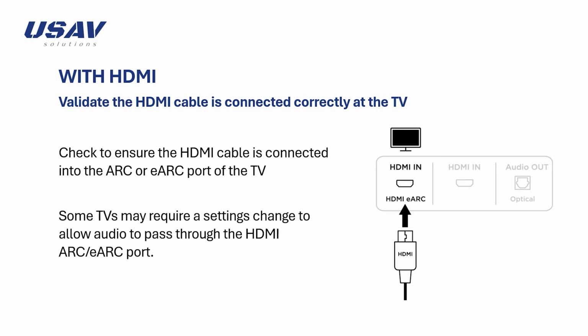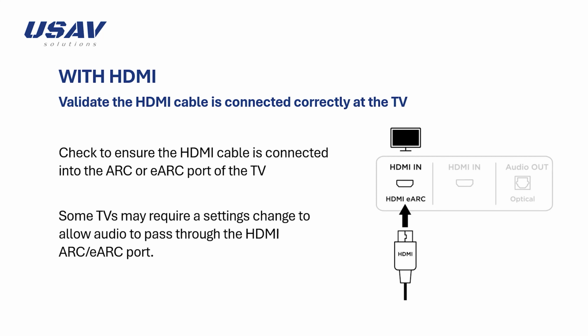Check to ensure the HDMI cable is connected into the eARC or ARC port of the TV. These are the only ports on the TV that will pass audio to the soundbar when using an HDMI cable. The correct port on the TV should be labeled HDMI ARC or HDMI eARC. Refer to your TV owner's guide for more information.